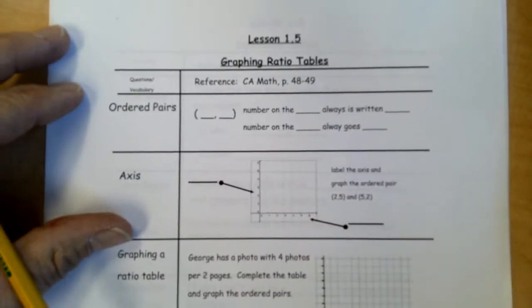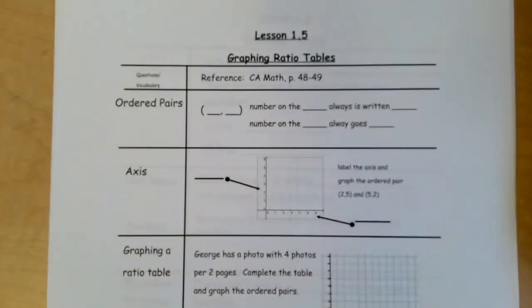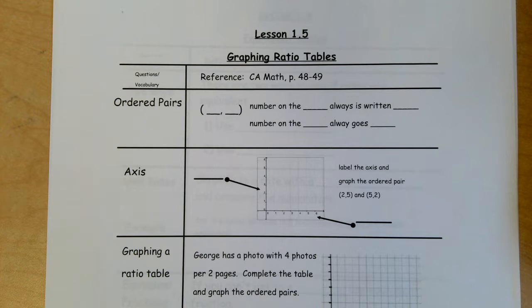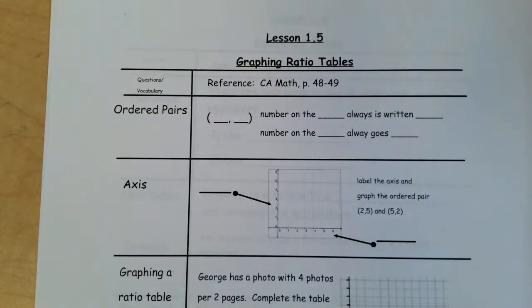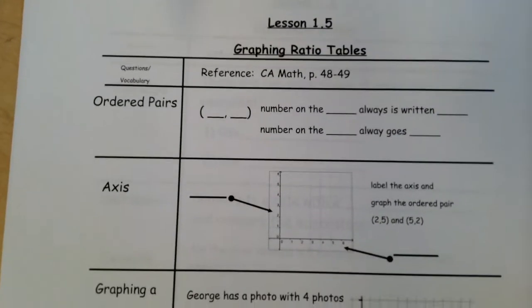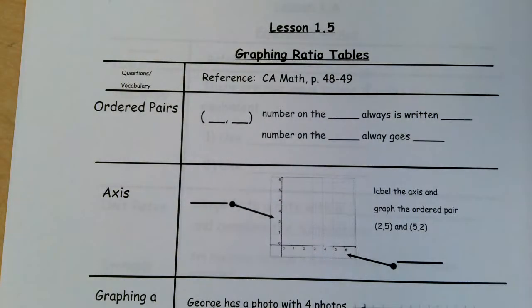All right, folks, I am back with another video lesson, Chapter 1, Lesson 1.5 on graphing ratio tables. As the name implies, you're going to take those ratio tables that we discussed and practiced in Lesson 4, and you're going to be putting them on a graph. So, a little bit of review, hopefully this is a review, of ordered pairs and how you start graphing things.